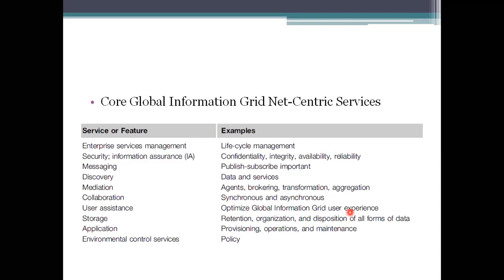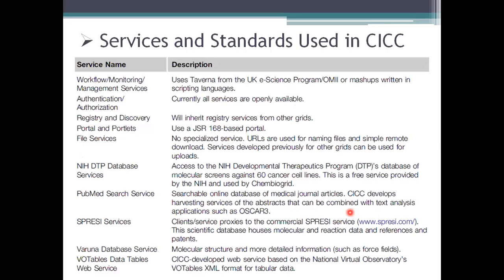Likewise, we also have another example, which is the services used in the CICC, which provides the chemical informatics grid. Here we are not providing the services only for IT people or any others. We are taking into account what is used by the chemical informatics grid. That grid maintains multiple things to be processed by the people who are processing.